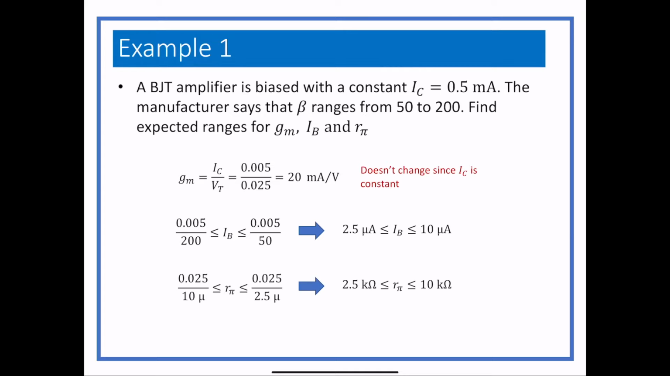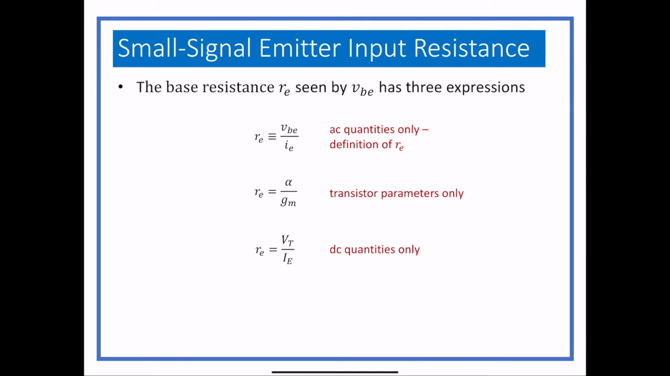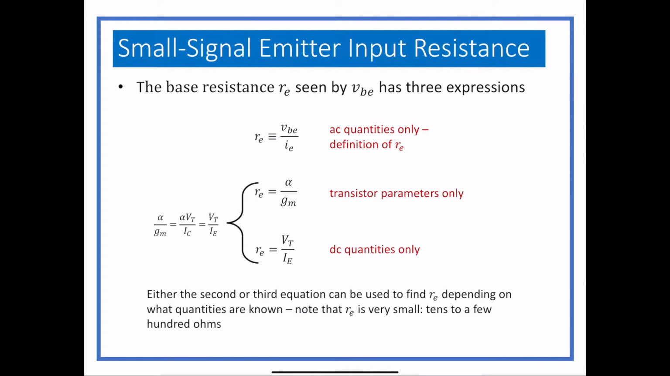The other one is the emitter resistance, which is little r, little e, and that's also seen by VE. Again, we have a definition of it. The definition is just VBE over IE. That's not how you ever find it. You never do it that way. You'd use the second two equations for the same reasons that you would find R pi that way. You either take alpha over GM or you take VT over IE, and those are absolutely identical.